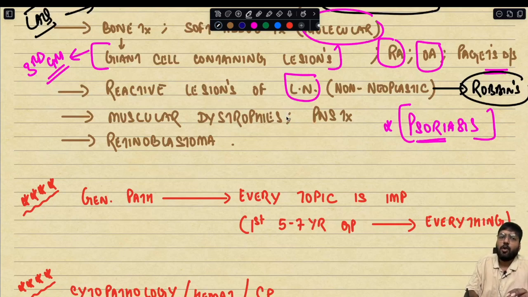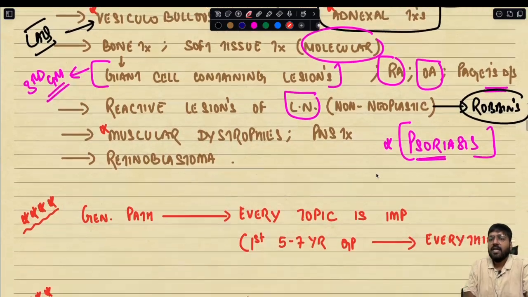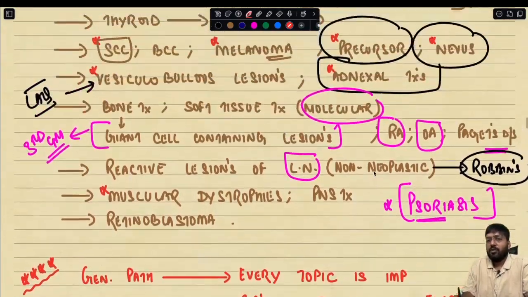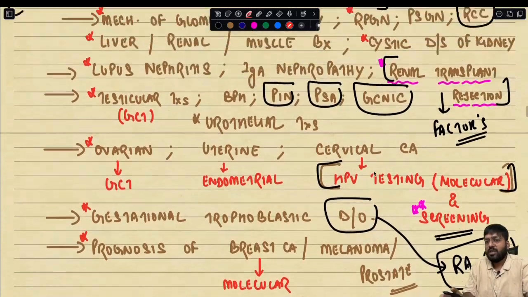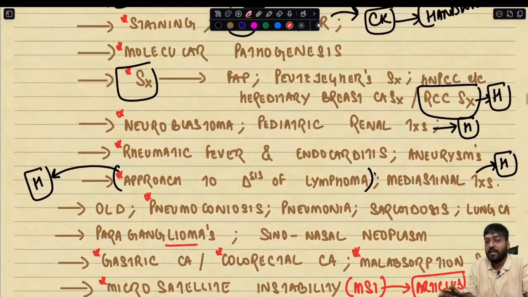The other important topics include muscular dystrophies, peripheral nervous system tumors as well, okay. Muscular dystrophies, they are important, like DMD, Duchenne's muscular dystrophy is asked in the exam, okay. Apart from them, these are the most important questions that you cannot miss for your exams.